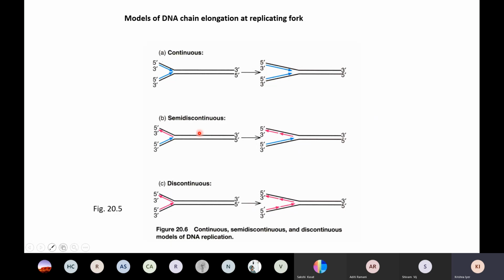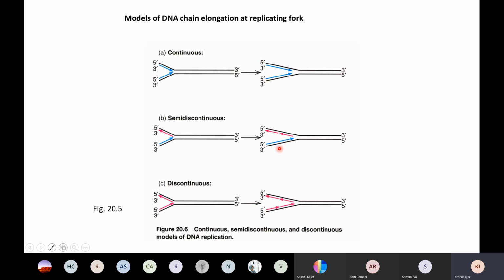What would be semi-discontinuous? Semi-discontinuous is what we just saw, where one is done continuously and other is done in a stop and start. And what would be discontinuous? Where both strands are made in a stop and start fashion. If that were to occur, I would call it a discontinuous process.